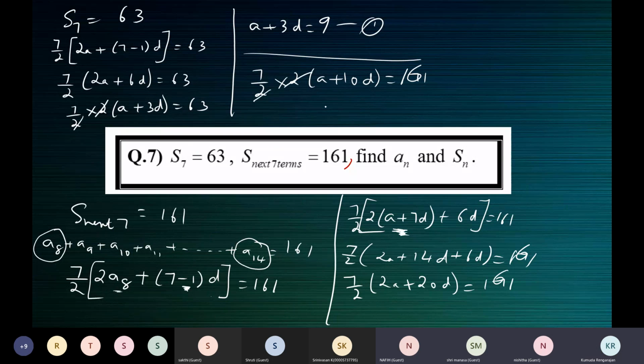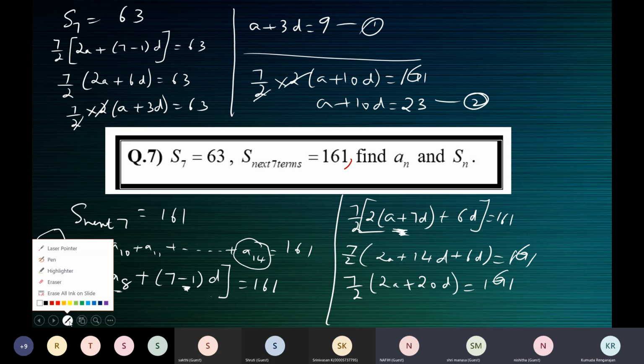So 2 gets cancelled, and we have A plus 10D is equal to 161 by 7, which is 23. So this is the second equation in A and D. Solve the two equations, find the values of A and D, and hence find AN and SN. This is one way of working. It's okay if you have not written, I'm clearing the slide. Let me show you the alternate approach.